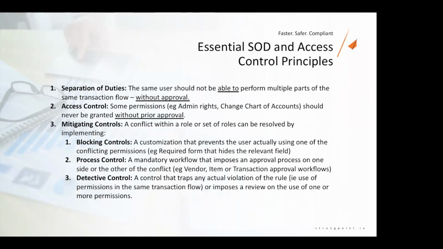And the third type is a detective control. This is the fallback type. It's the easiest to implement. It's the one supported by Strongpoint's agent product. Essentially, if you want to think of it, it's when we use saved searches to extract data and then have somebody review them as part of the closing process. That's a detective control. In that case, we're simply saying that the person could do it, but they couldn't get away with it.